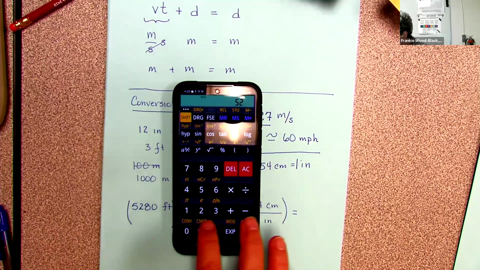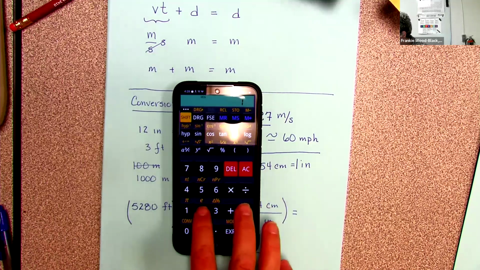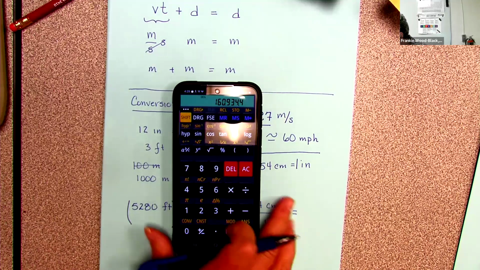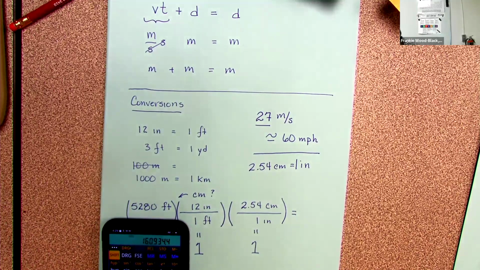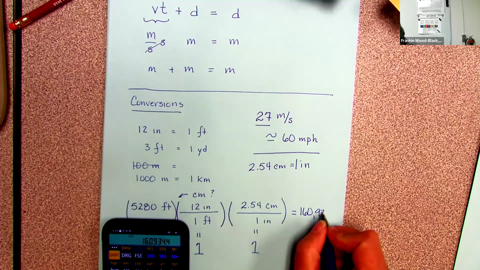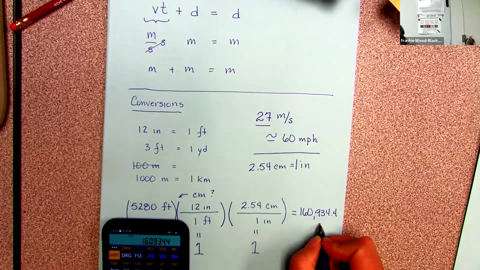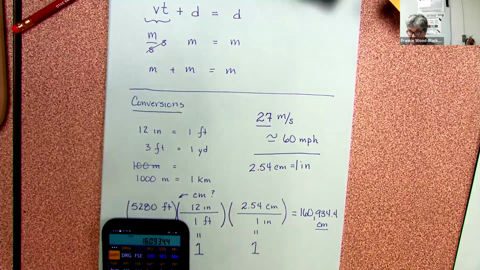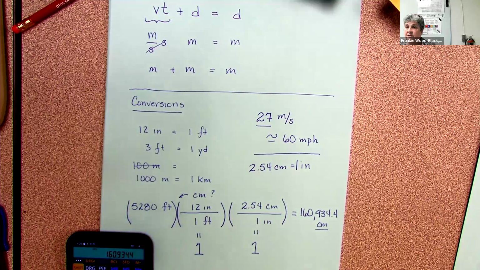So I've got my 5280 times 12 times 2.54. And that's going to give me 160,934.4 centimeters. Now, if we were in chemistry class, I would probably growl. I'm even going to growl a little bit in physics class because of that lovely thing called significant figures.